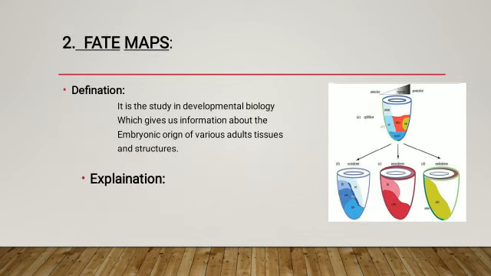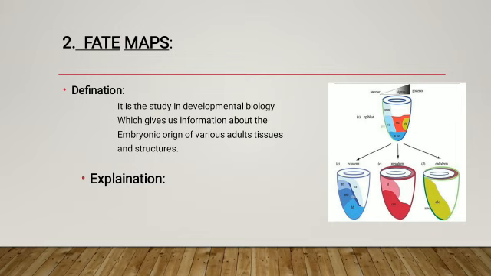Fate maps. It is the study in developmental biology which gives us information about the embryonic origin of various adult tissues and structures. The fate of each cell or group of cells is mapped onto the embryo, showing which part of the embryo will develop into which tissue. We can explain it better with the help of the diagram.